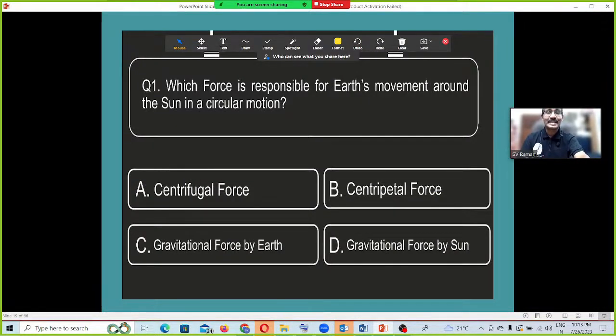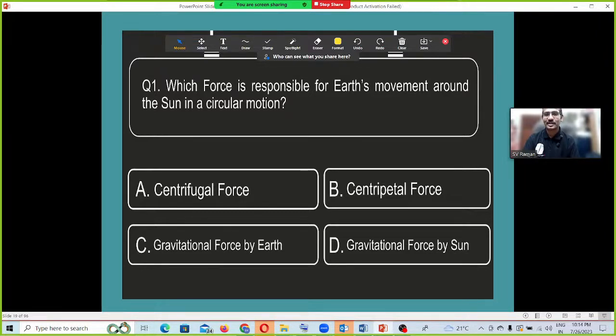Which force is responsible for Earth's movement around the Sun in a circular motion? Anyone can say this answer? Option A, centrifugal force. Option B, centripetal force. Option C, gravitational force by the Earth. And option D, gravitational force by the Sun. Yes, audience, you can choose it. Anyone can choose it. It's like a fun game now.